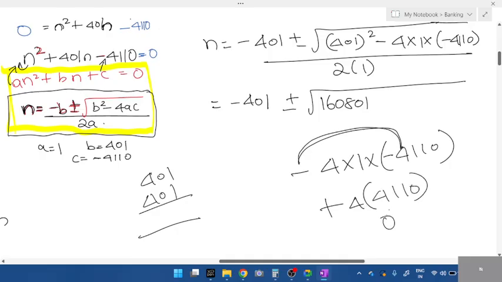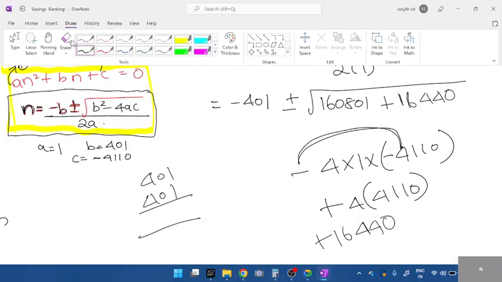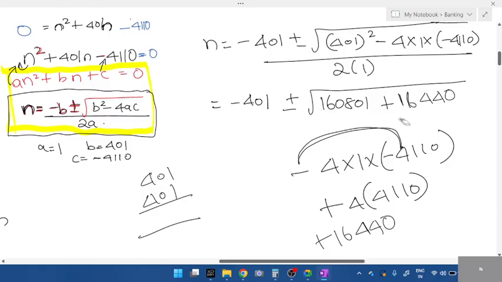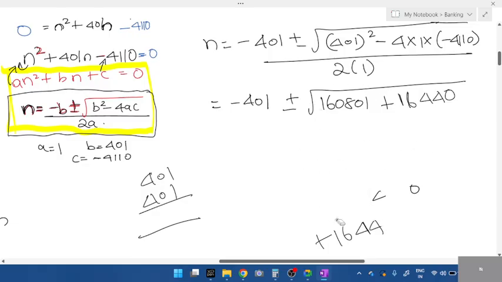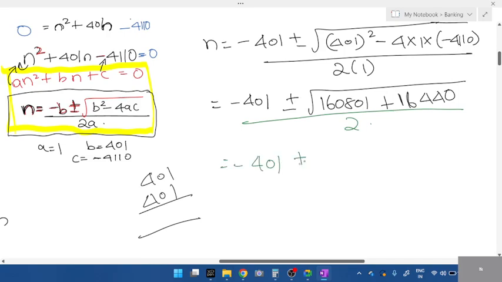When you multiply 4, 4 fours are 16. What do we get? Positive 16,440. It's a lengthy calculation, and this again is a separate method, students. We use the long division method. Okay, long division. I'll teach that part tomorrow, how to do long division. For today, we'll just complete this. Divided by 2 into 1 is 2. So minus 401 plus minus, add both.